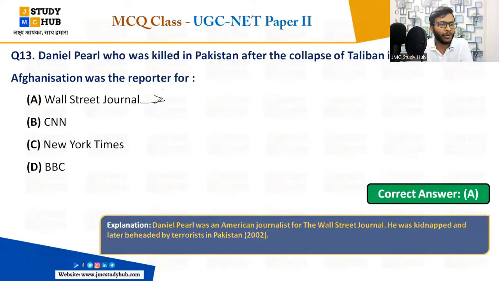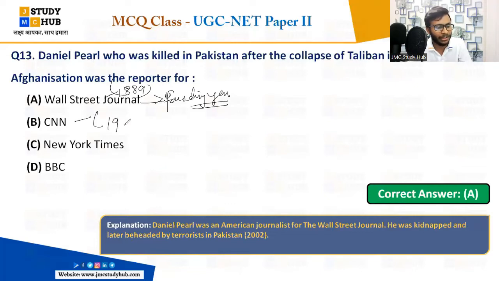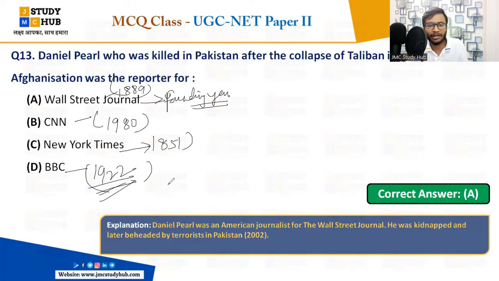And another thing we will know is the founding year of the Wall Street Journal. Quickly, everyone tell me: Wall Street Journal, 1889. Please note it. CNN, Cable News Network, 1980. New York Times, 1851. Please note it down. BBC, 1922. You have to remember this, very much important. Yes, Kandahar, very good. Very good, that aeroplane was hijacked by the Taliban. Yes, very good.